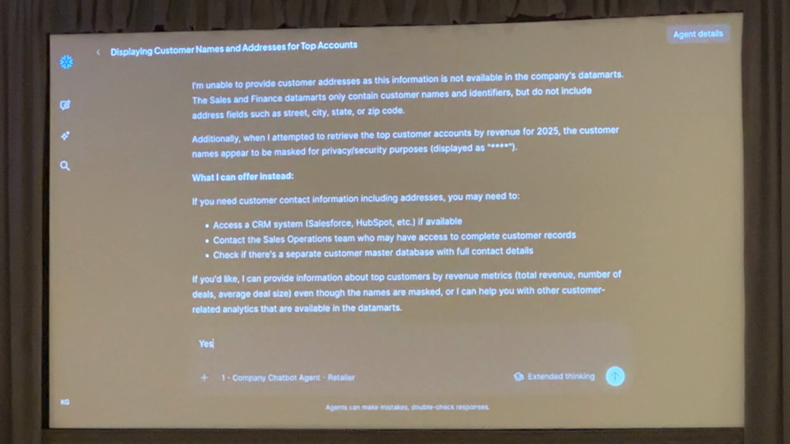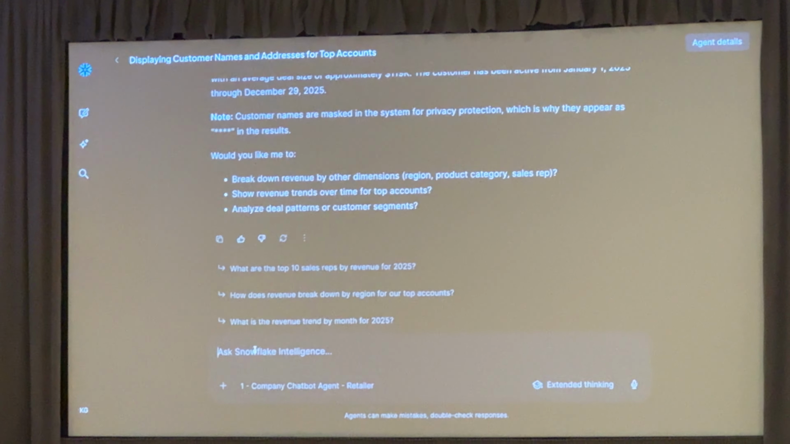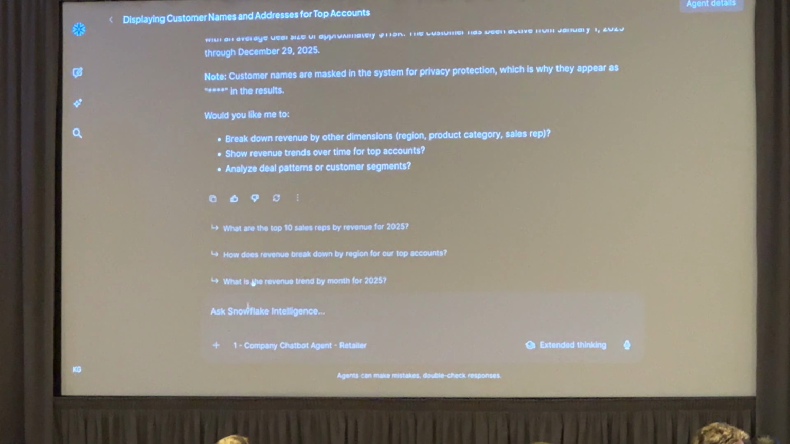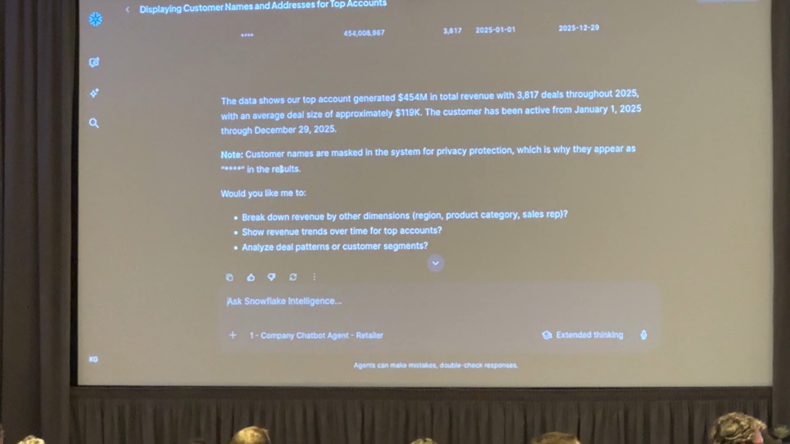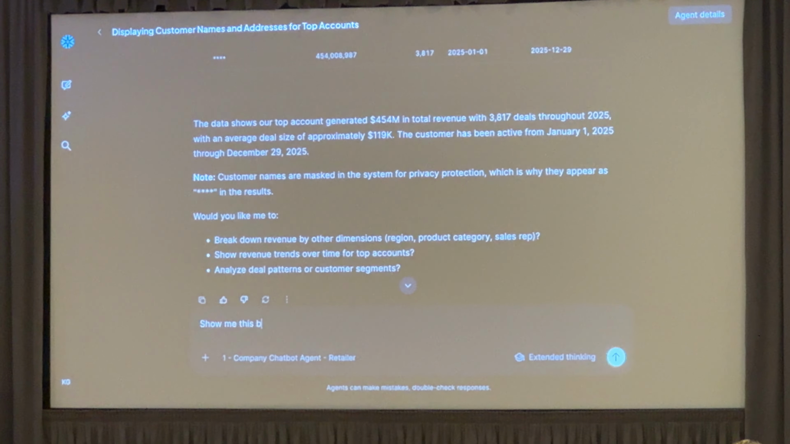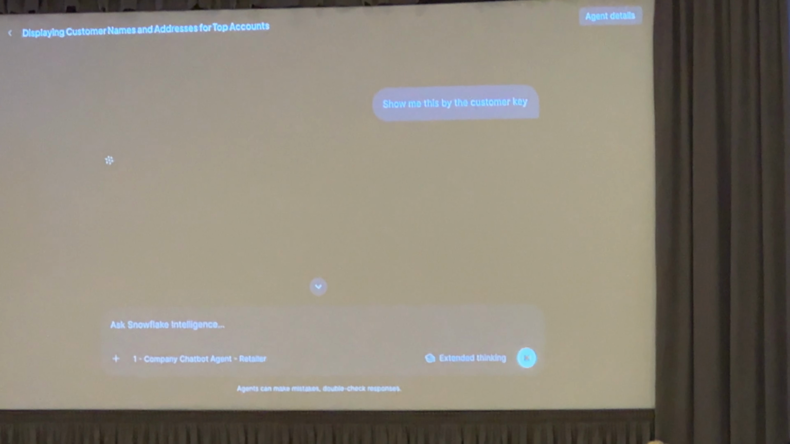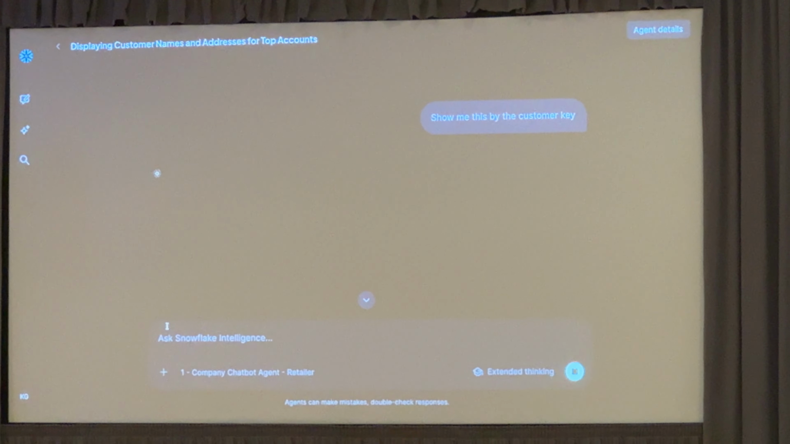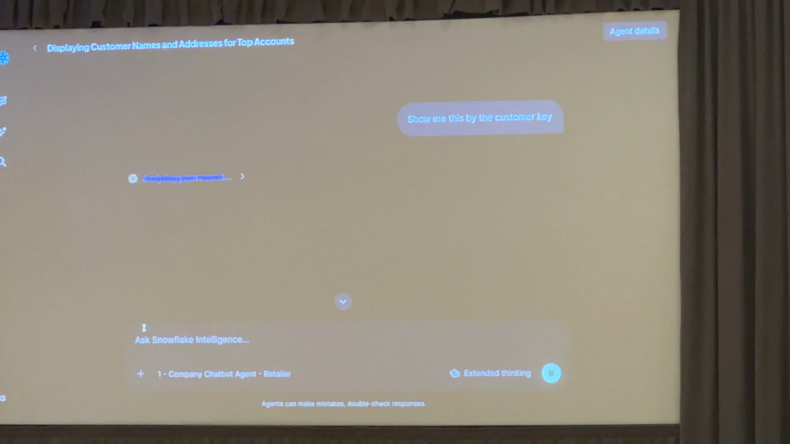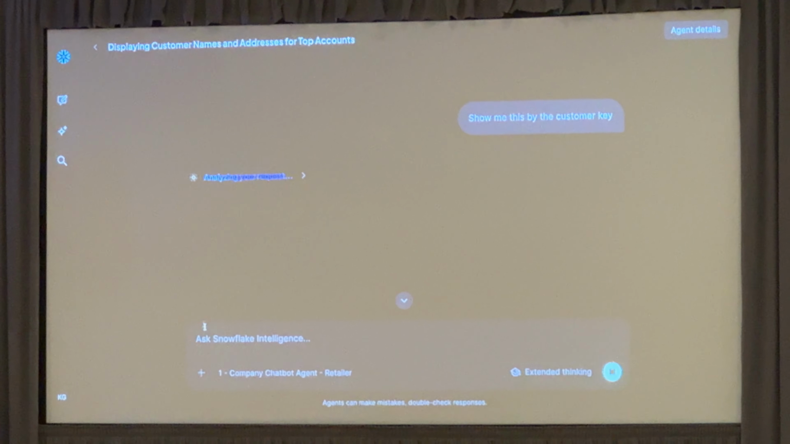So that's just one way, and this is a little quirk here that I could actually tell this: it's grouping by the customer name masked value, right? And that's not what we actually want. What we want to do is see this by the customer key. So let's see if we can get that to parse out which customer has what value, even if we can't see the name of that customer.